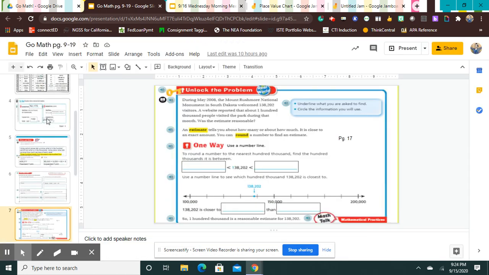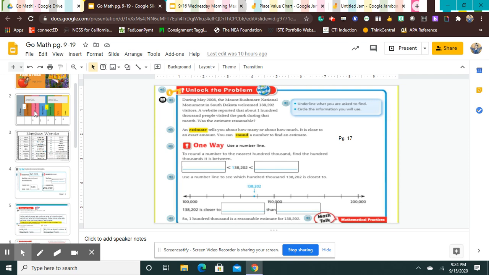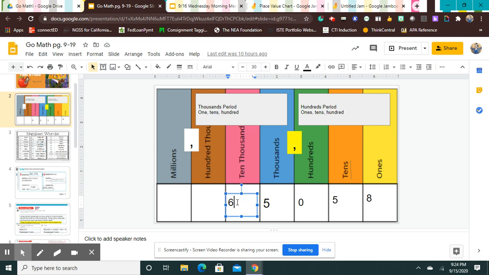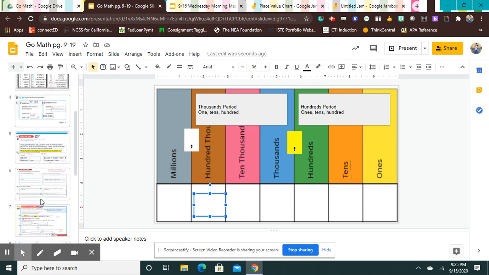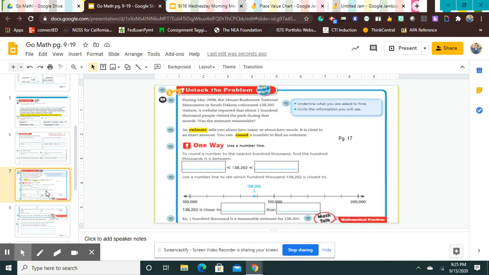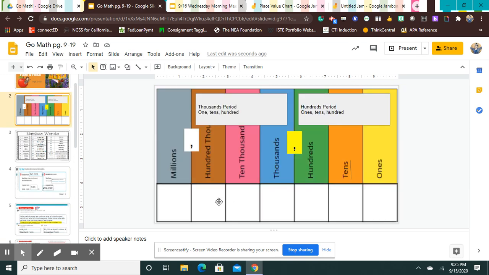So I want to get out of present mode so that I can do this. So I'm going to go back to my place value chart, and this is going to help me organize my big giant number. So I'm going to clear this from the number that I was working with before, so that way I can put my new number. And this is going to help my numbers be nice and organized, and it's going to help me read this number in a friendly way. Okay, my number was 138,202.